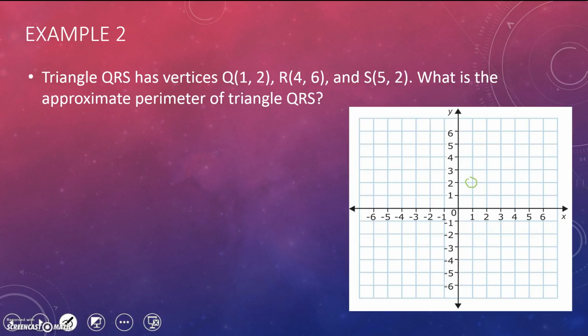The next one is at 4, 6. So this guy is Q, so I'm going to label it as Q. I'm going to go over 4 and up 6. So this is our R. And then over 5 and up 2. So this here is our S.